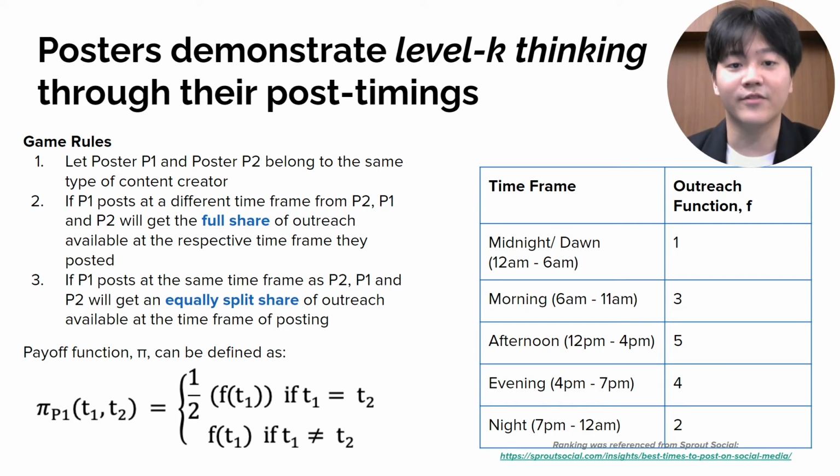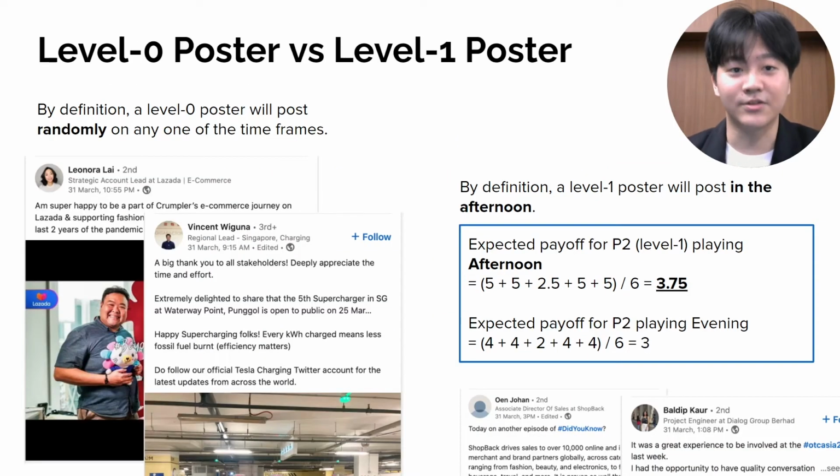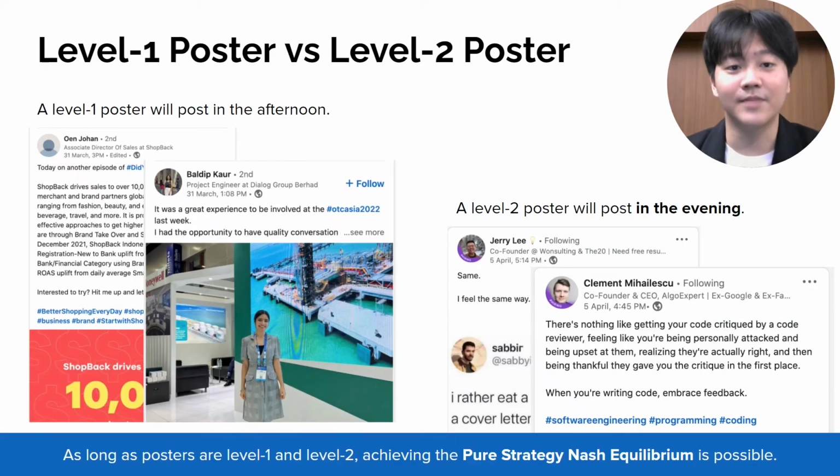We produced a ranking of outreach available at each time frame of the day. Combining the ranking scores into the game matrix, the pure strategy Nash equilibrium will be evening-afternoon or afternoon-evening. A level 0 poster would randomize his or her post timings. So a level 0 poster will equally likely post at any time of day. In response to a level 0, a level 1 poster would post in the afternoon, which would yield the highest expected payoff of 3.75.